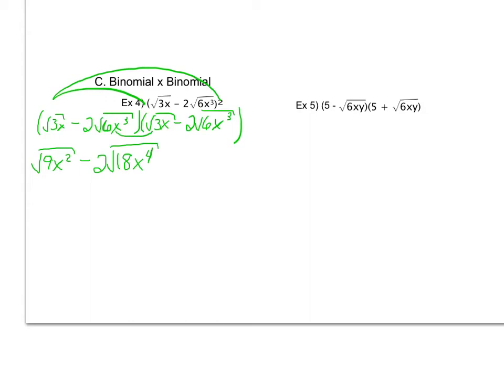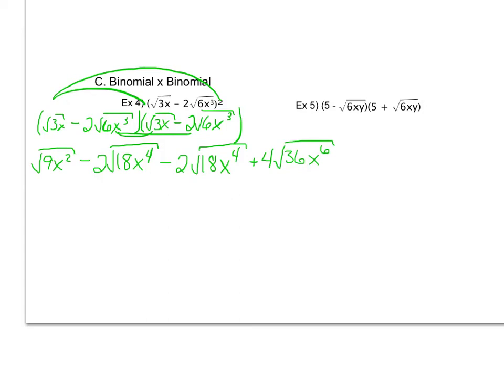Inside times inside. I get minus 2 square root 18 x to the 4th. And last times last, I get plus 4 times the square root of 6 times 6, x cubed times x cubed. There's my initial answer after foiling.